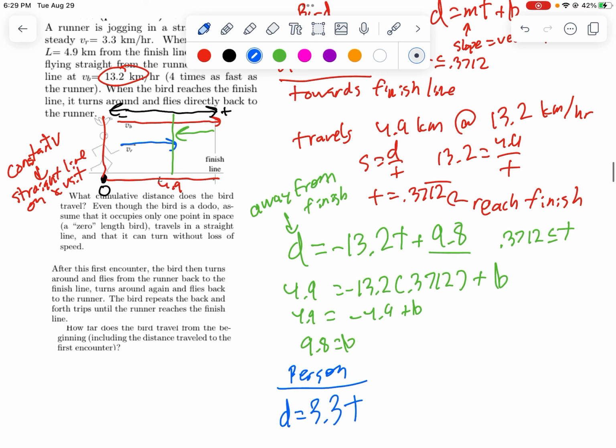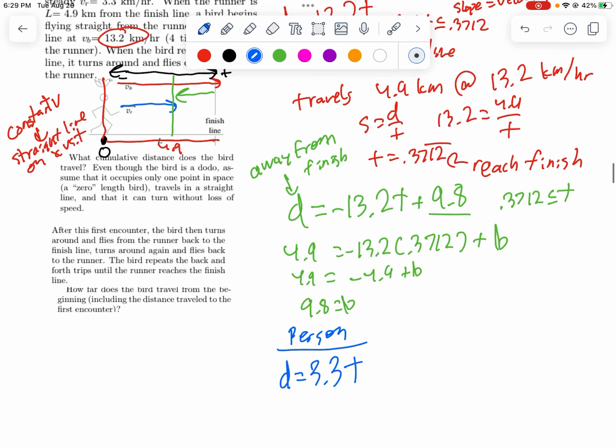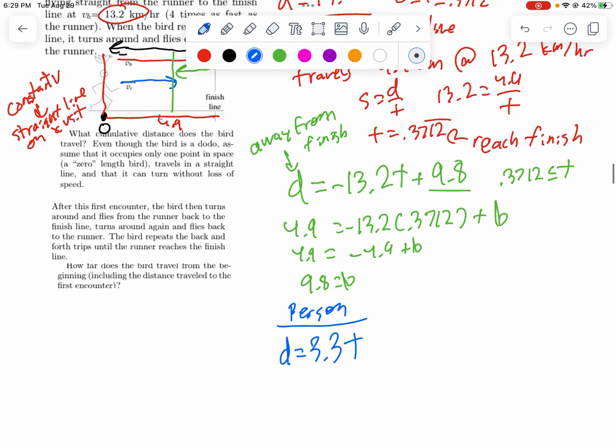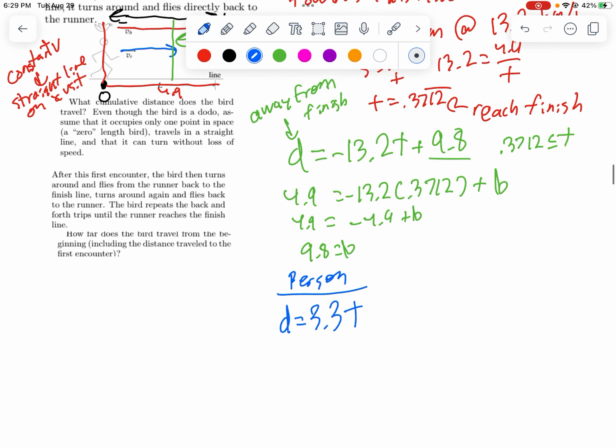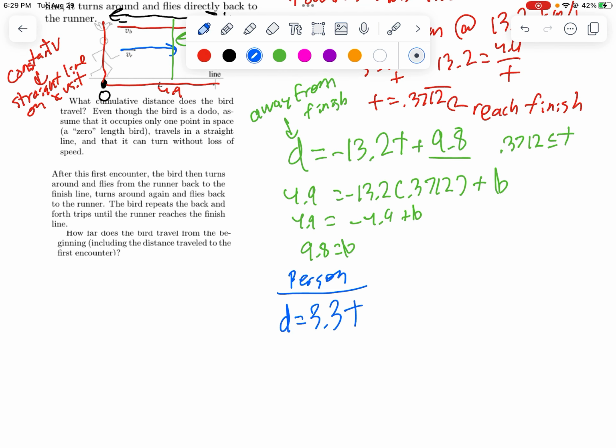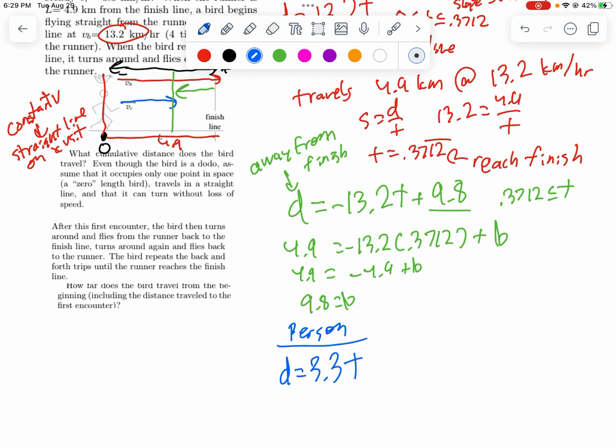So we got our models for our bird going towards the finish line. We have our model for our bird going away from the finish line. Now we got our model for the person. So now we're going to find out where they intersect. Okay. So they intersect at the same distance, because at the same time, it's like right there, the person travels that far, and the bird is at that position, right? They're at the same position. Because they intersect, you have to be at the same point at the same time.